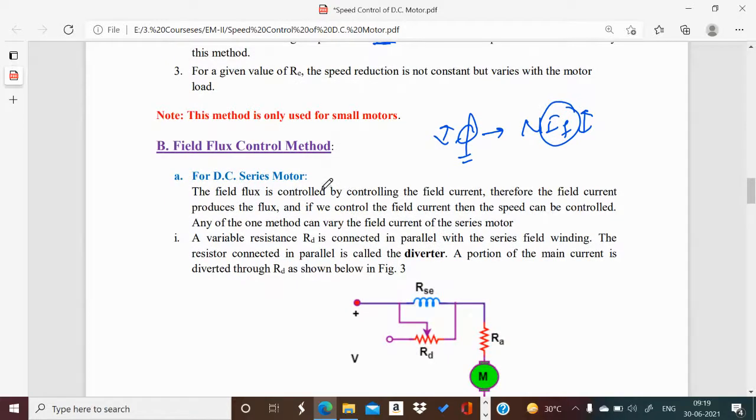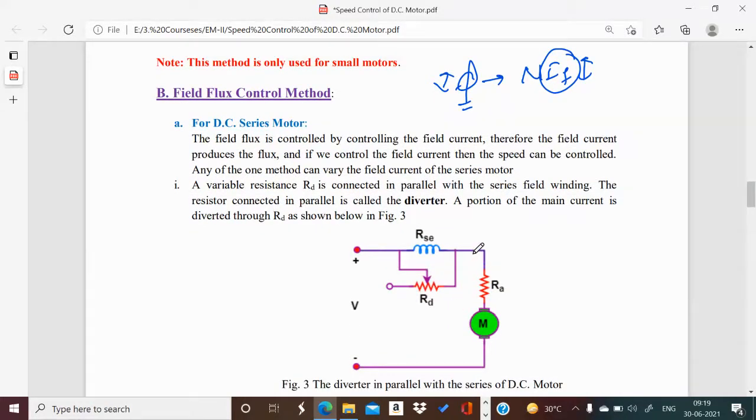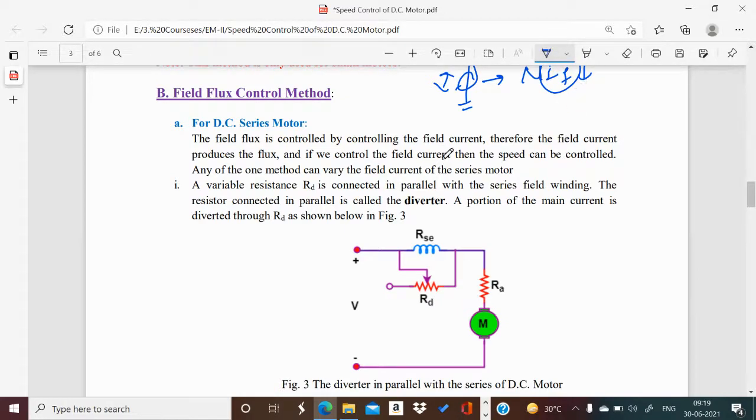First, for DC series motor, how do we change the flux? Because this field winding is responsible for the production of flux. For that purpose, we put one variable resistance, or we can say the diverter, in parallel with this flux winding. That means from that point we have two paths. By varying this value RD, we are varying the IA. If IA is varying, that means flux is varying, because this winding is responsible for the flux variation.